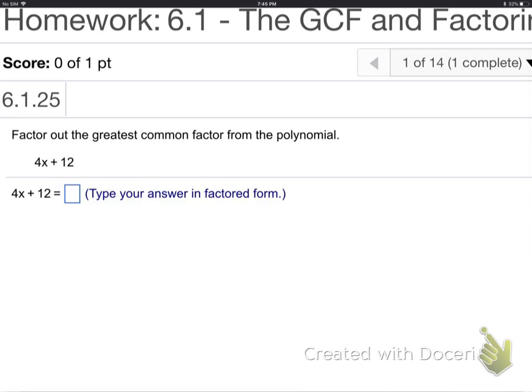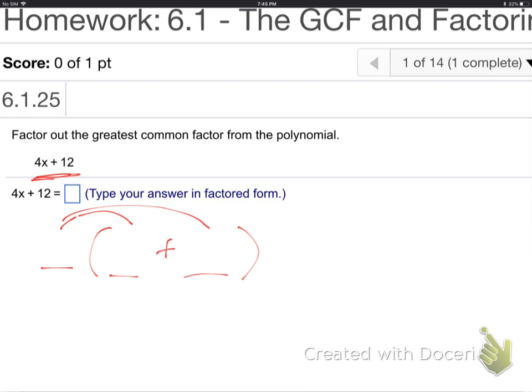Factor means unmultiply, is what you could say. They're saying, what was it before it was multiplied? They're saying there was something out here. There was a plus sign in here. Let me try again. There's something out here, and there were two things in there. So what was out here and what two things were in there that would multiply to be 4x plus 12? Whatever's out here multiplies these, and it goes back to 4x plus 12.